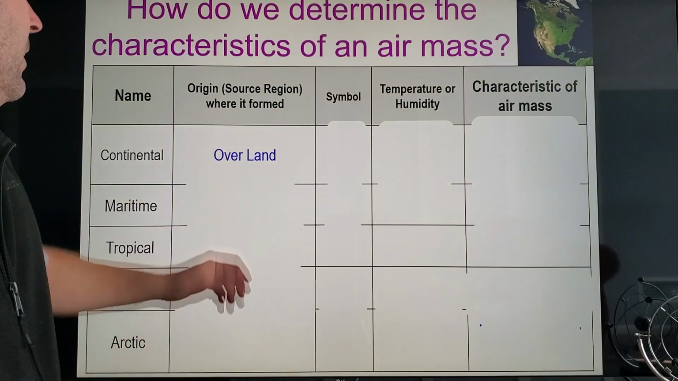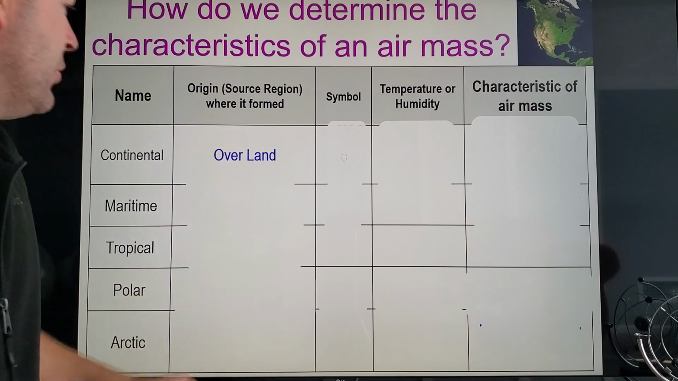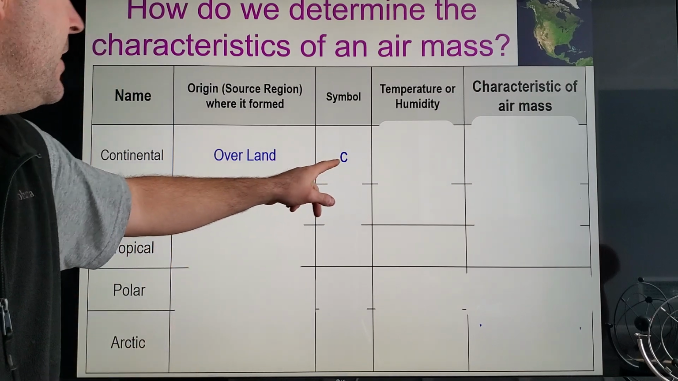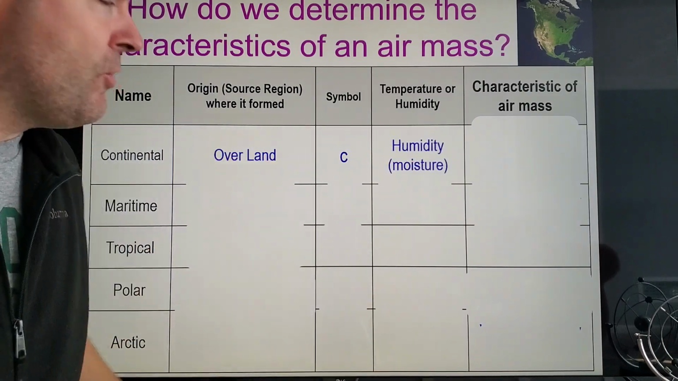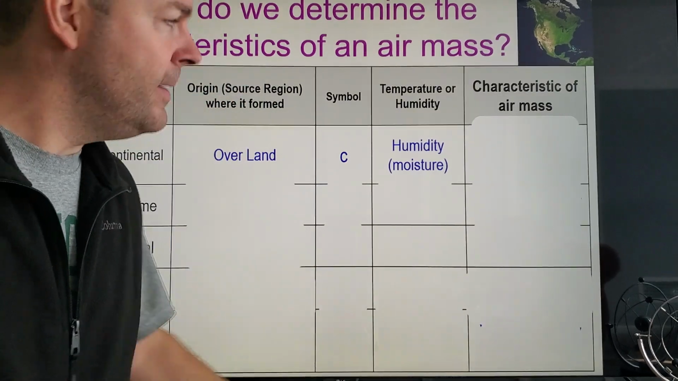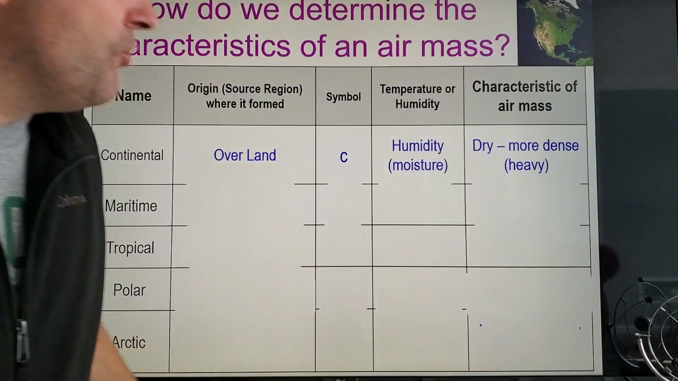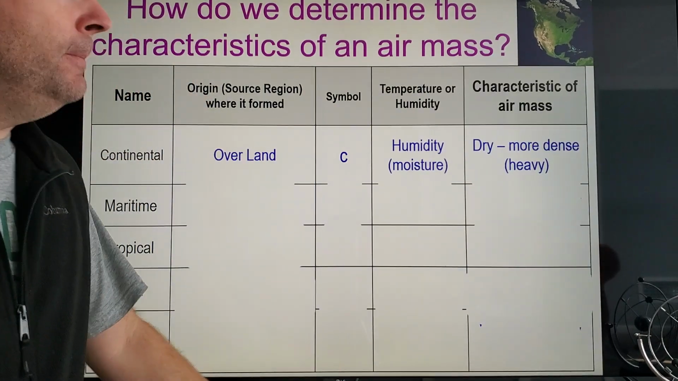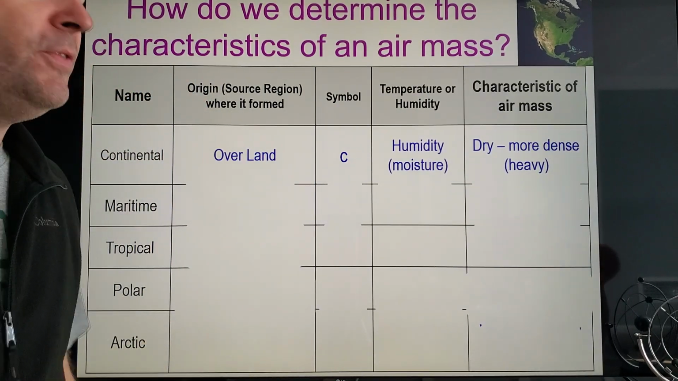All right. So for the first one, of course, continental is over land. The symbol is C. This, of course, is describing an amount of moisture, a humidity, and if it's continental, it's dry. And, of course, there it is, dry. Dry air tends to be denser. That dry, cool air is very dense.